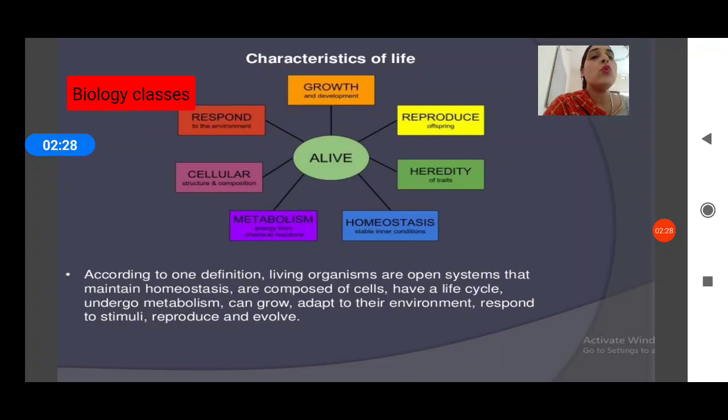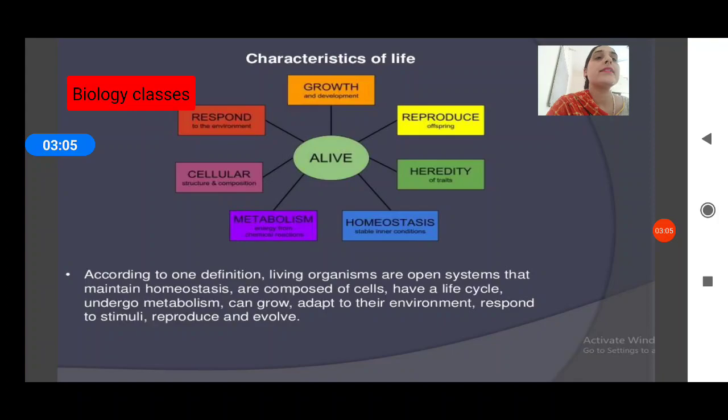So, according to one definition, we can say that living organisms are open systems. Now, what is the meaning of an open system? We actively interact with our environment, which results in changes to both the environment and us. That is called an open system. It means living organisms maintain homeostasis. They are composed of cells and they have a life cycle. They undergo metabolism. All these are the characteristics of living organisms. Now we are going to study the characteristics of living organisms one by one.